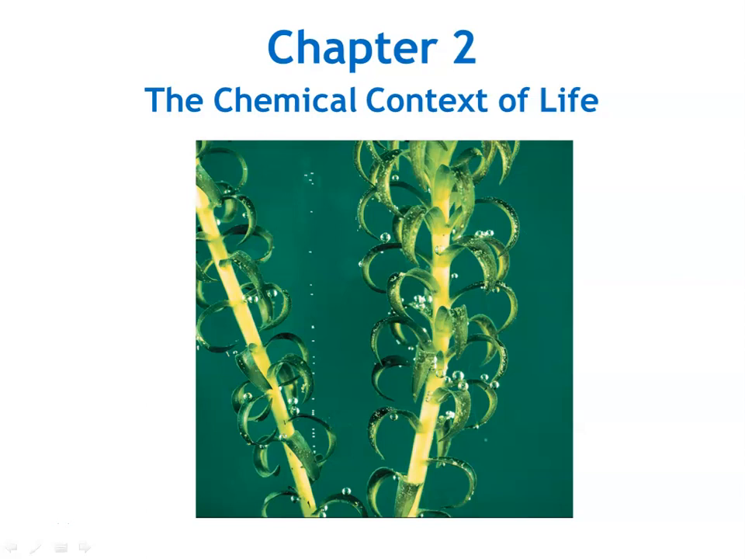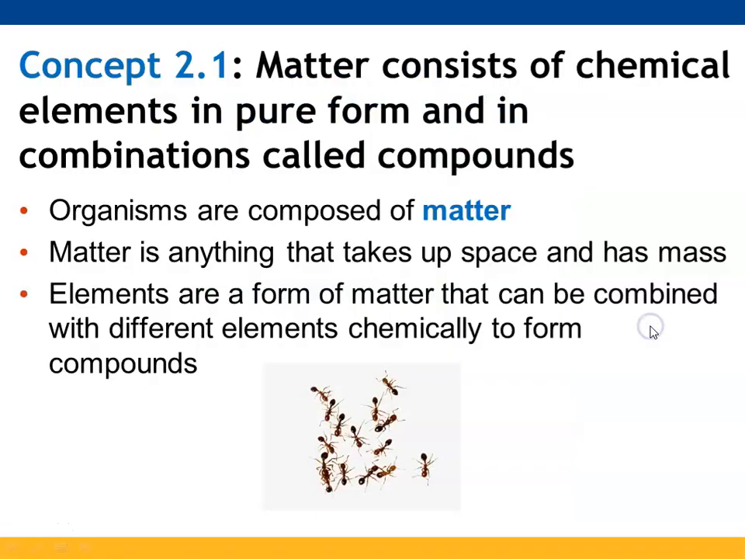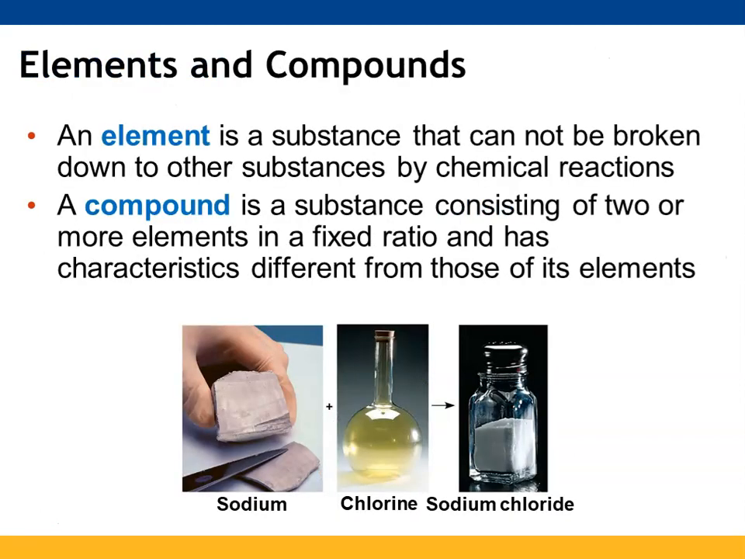Chapter 2 is going to focus on the chemical context of life. We're going to first take a look at matter, and more specifically elements and compounds. All organisms are made of matter, anything that takes up space and has mass. Elements are one form of matter that can be combined with other elements to form compounds.